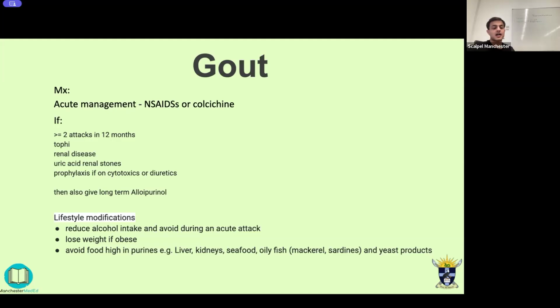Lifestyle modifications. If you're counseling someone about gout, you want to tell them to reduce alcohol intake and avoid alcohol, especially during an acute attack. And if they're obese, try and lose weight. Maybe refer them to the weight management referral program. Also tell them to avoid food high in purines: liver, kidneys, seafood, oily fish, and yeast products.